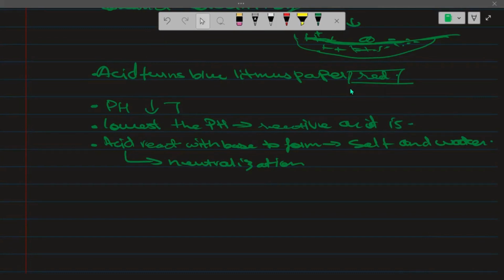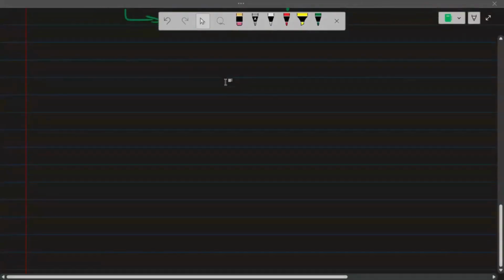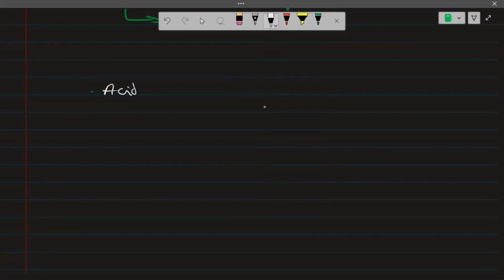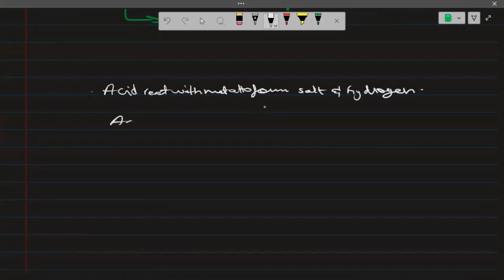So now let's do the reaction with metals. Acid reacts with metal to form salt and hydrogen. Okay, acid reacts with metal to form salt and hydrogen. So what does this statement mean? Let me draw its equation. An acid plus metal, what does it form? It forms salt and hydrogen gas. Okay.